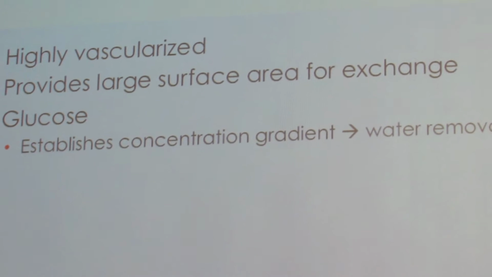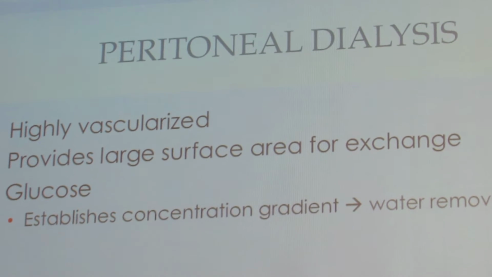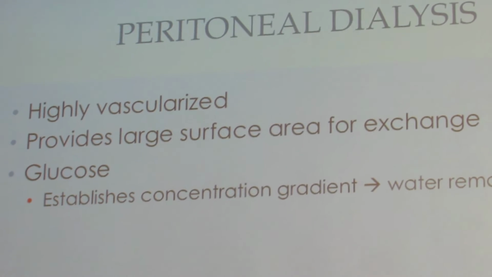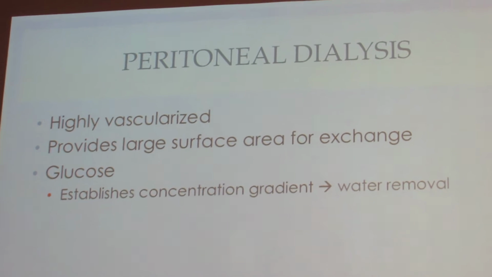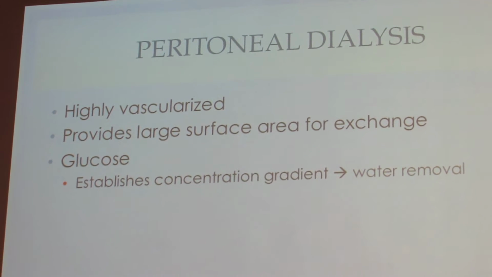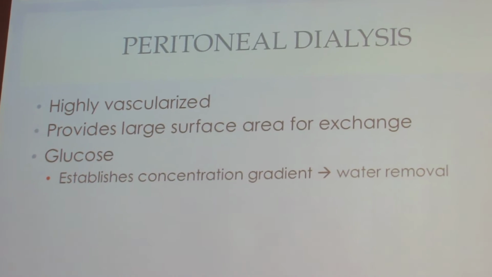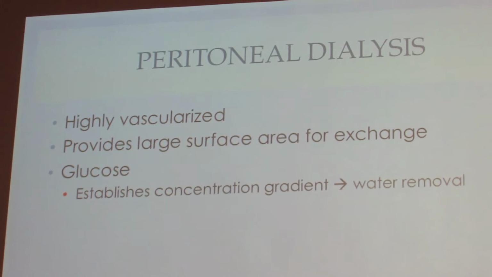So peritoneal dialysis is another type of treatment for kidney disease, and it provides a larger surface area for exchange. The molecule glucose is what establishes a concentration gradient that allows for water to be removed from the blood.